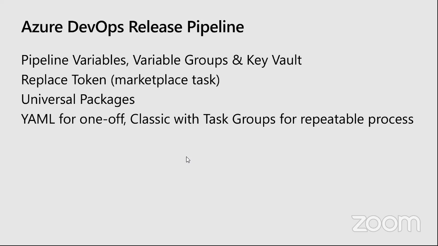So if I need to add a policy to my API management, one of the first things I have to do in my PowerShell is to get the context of the instance of API management. So I will put those replaceables in my PowerShell and use the replace token to update the PowerShell. Again, universal packages to pull that PowerShell out, YAML for one-off, classics with a task group for repeatable processes.